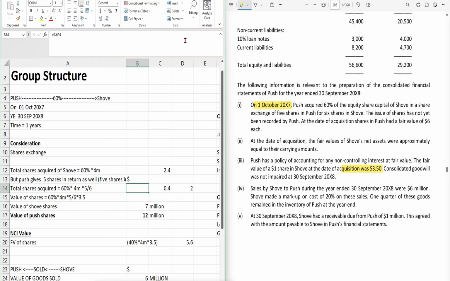So we will multiply here by 3.5. So that means 60% into 4 into 5 by 6 into 3.5, which I have done here. So this is the value of shares. All right. So now the question asks to pass the journal entry in order to record this transaction. Right. So how will we do this entry?